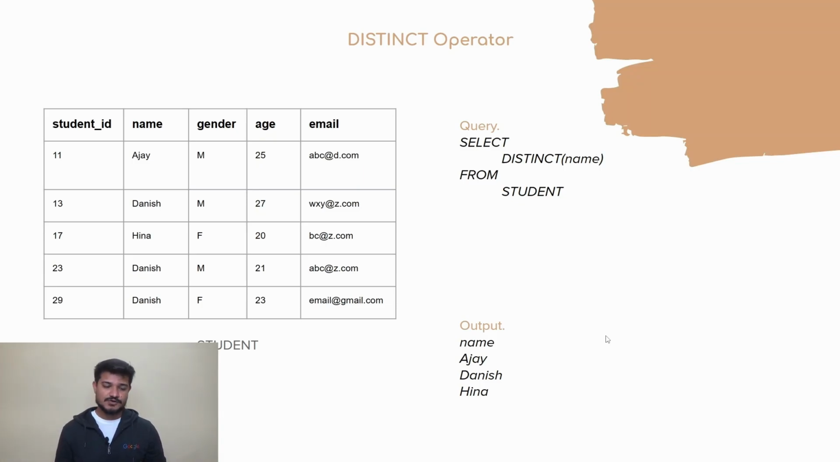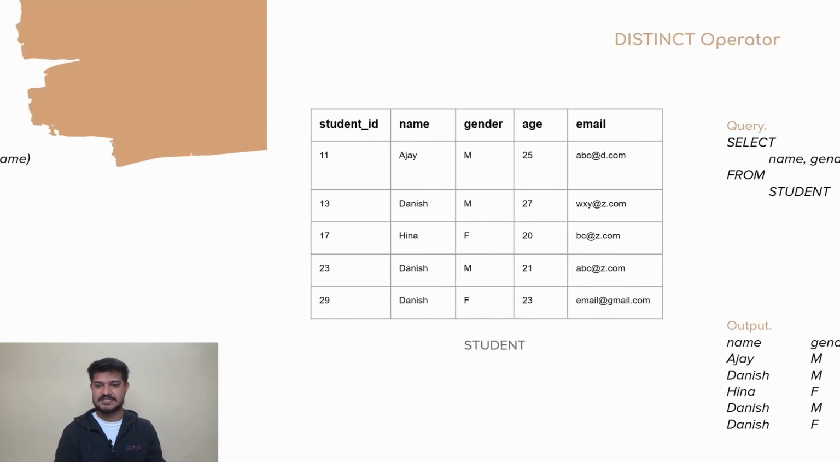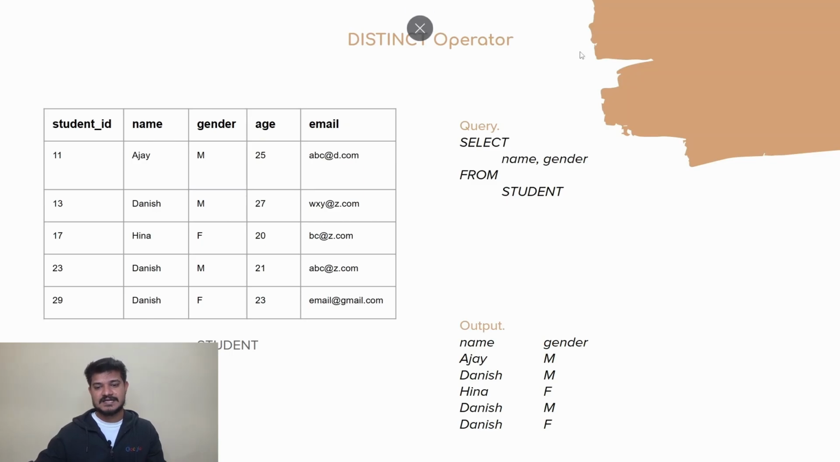Same way, you might think that we were able to apply the order by operator on multiple columns. What happens when we apply distinct on multiple columns? That is also possible. Let's take an example of that also, right? Let's say now you are fetching name and gender from the student table. Ajay M, Danish M, Hina F, then Danish M and Danish F. These are the output when we are not using the distinct operator.